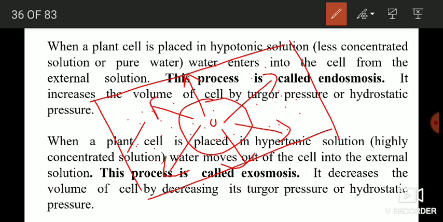This osmotic withdrawal of water from the inner side of the cell to the outer side of the cell is known as exosmosis. And because of exosmosis, there will occur a decrease in turgor pressure or hydrostatic pressure of the cell, which will decrease the volume of the cell. The cell will shrink in size.